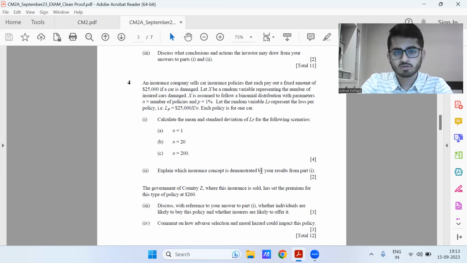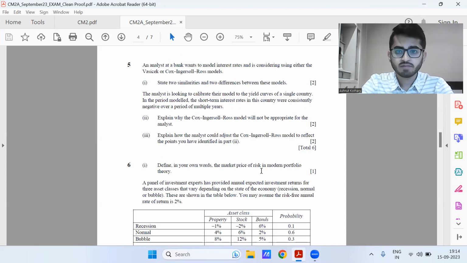And insurers would also be likely to offer it, given that the expected loss is 250, and they are able to charge 260. So on the face of it, yes, they should be expected to make a profit. Again, the insurers would want to sell as many policies as possible so as to reduce the variability. In case they're selling just 1 or 20 policies, then they might not be able to achieve the true benefits of diversification, because in such a small case, if you need to pay out a claim in 1 or 2 policies, it ends up in a loss. But if you're selling a large number of policies, then even a few extreme events will not result in the insurance company making a loss.